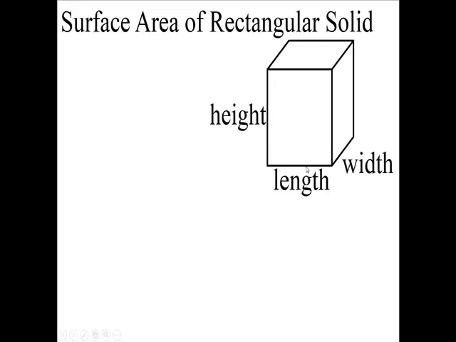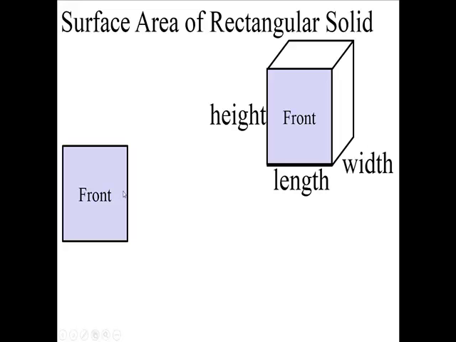The total surface area of this rectangular solid. Now this solid has a length, a width, and a height to it. And we're talking about the area of each one of these sides. For instance, the front of it looks like this.